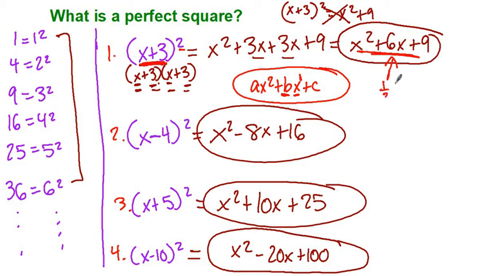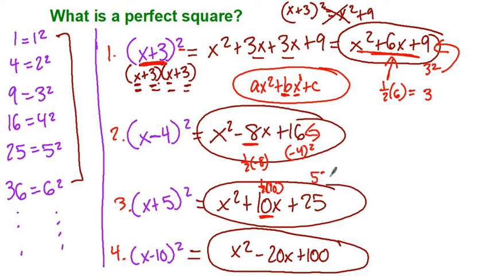If you take half of 6, you would get 3. And if you square 3, you get 9. Let's see if that pattern holds here. If I take half of negative 8, I would get negative 4. And if I square negative 4, I do get 16. Same thing right here. If I take half of 10, I would get 5, and if I square 5, I would get 25. Finally, if I take half of negative 20, I would get negative 10. If I square negative 10, I do get 100.